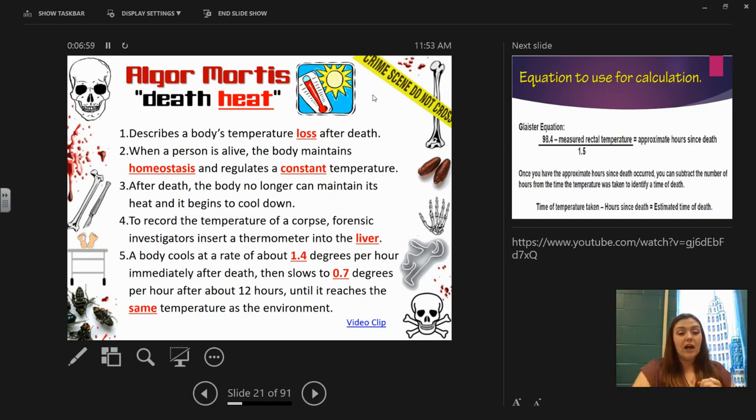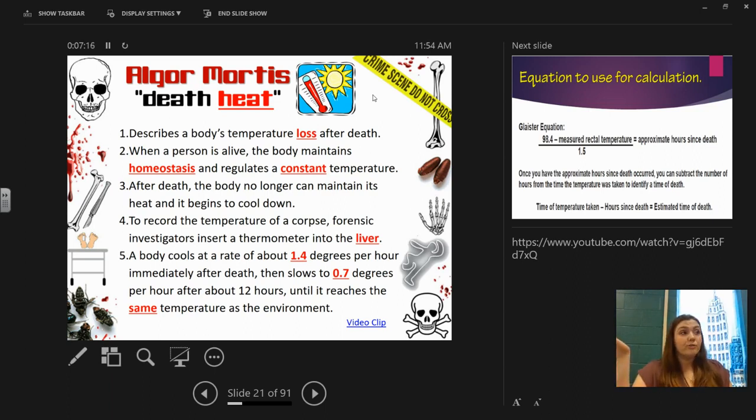So when a person is alive, the body maintains a homeostasis, a regular constant temperature. We're supposed to be 98.6. Now, not all of us are 98.6, but we're close to it. After death, the body can no longer maintain this temperature, right? We can't maintain our homeostasis. So we start to cool down or heat up, depending on what environment we're in.